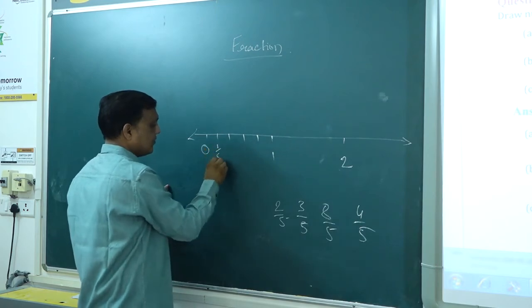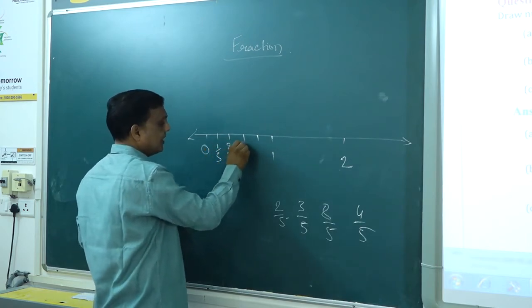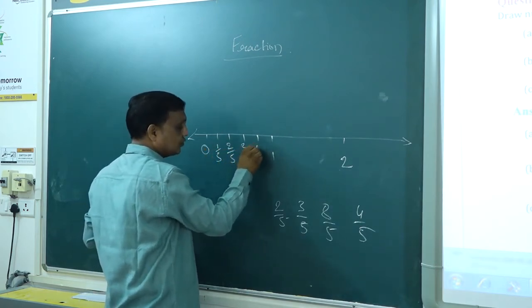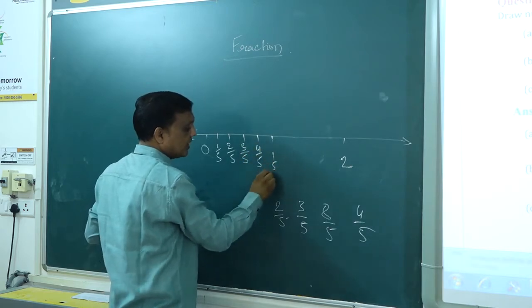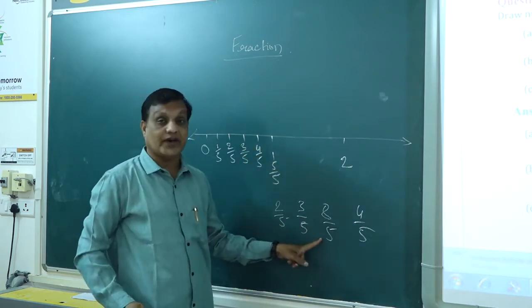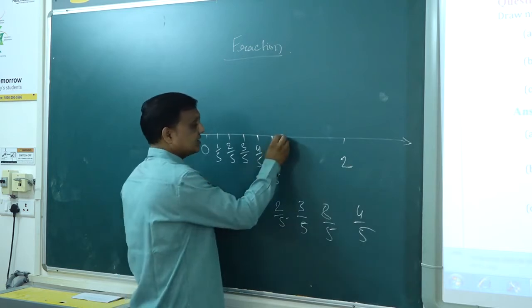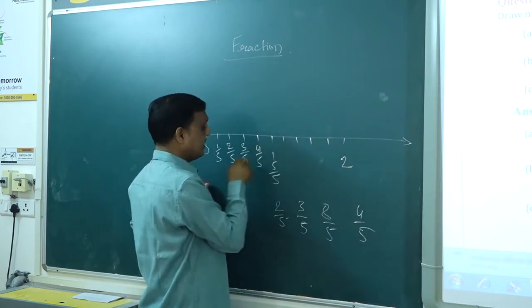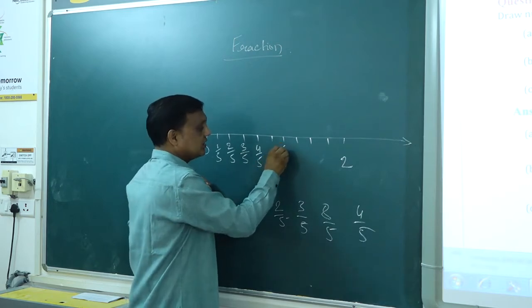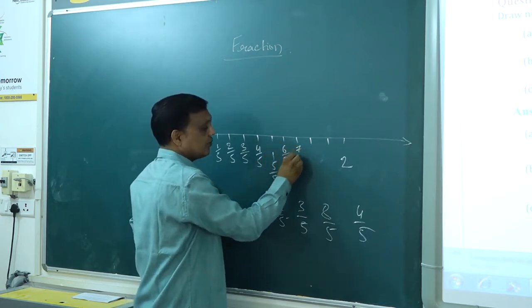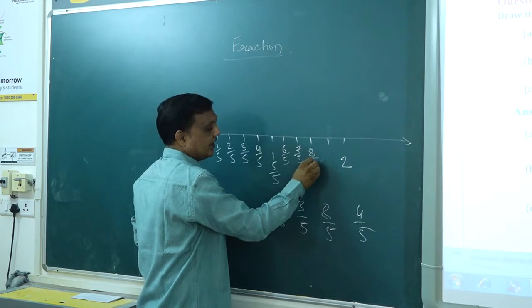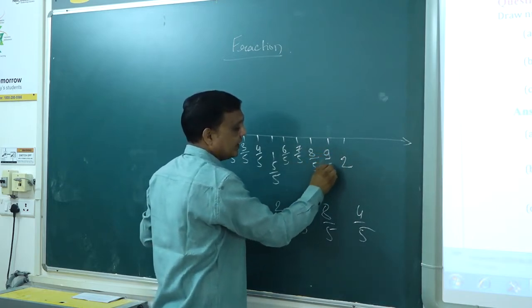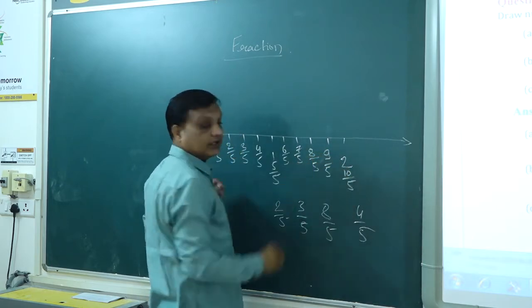So this is 1 upon 5, this is 2 upon 5, this is 3 upon 5, this is 4 upon 5, this is 5 upon 5. But here is going 8 upon 5. So you have to go further. Here is again 5 parts. 1, 2, 3, 4, 5. Here 5 upon 5. Next what? 6 upon 5. 7 upon 5. 8 upon 5. 9 upon 5. And this is 10 upon 5.